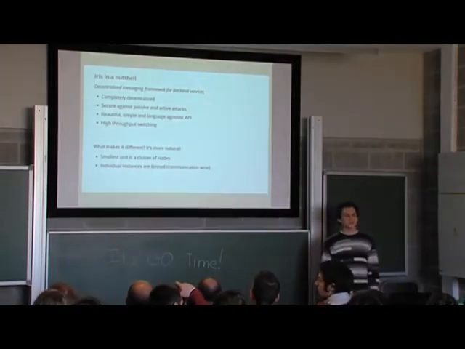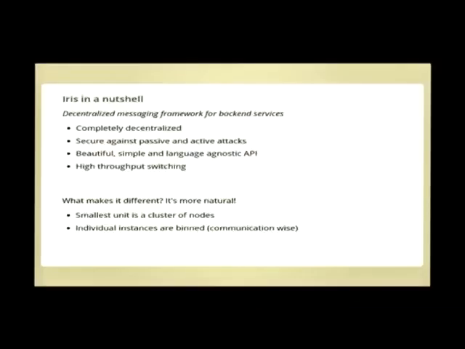Which means that the things that were important for me were that it should be completely decentralized. I didn't want any single points of failure. I wanted it to be secure against passive and active attacks. What this means is that I wanted to be able to run multiple services within the same network without them being allowed to interfere with each other. You'll see that it has a nice, simple API, and it's quite fast.